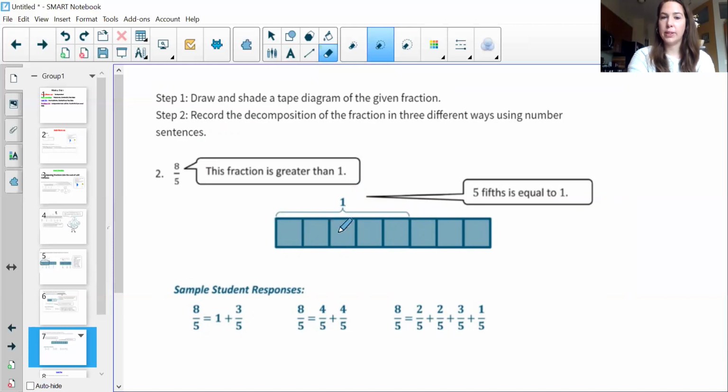1/5, 2/5, 3/5, 4/5, 5/5. Now we need 3 more fifths to get to 8/5. So 5/5, 6/5, 7/5, 8/5.